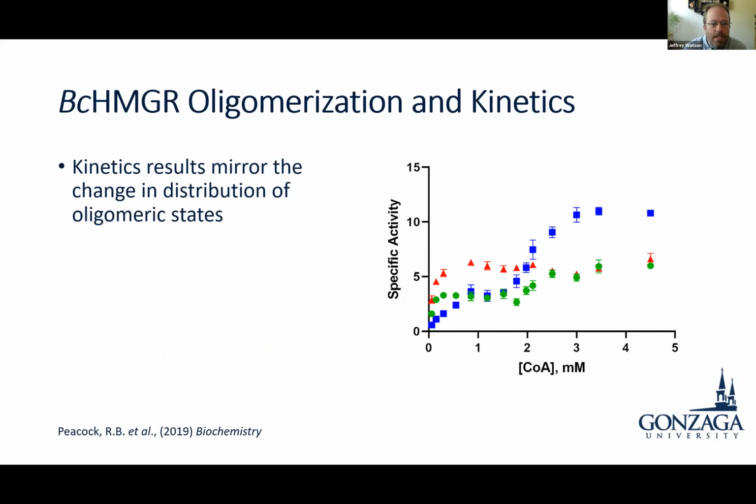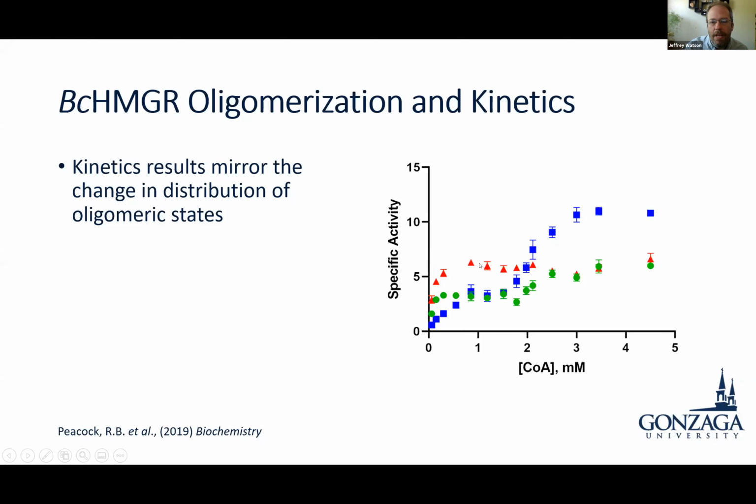And the kinetics results that we see as a function of pH mirror this change in distribution of states. So in green is the pH 7.5 curve, and that's the same curve that we saw earlier. We see the double hyperbolic behavior. As we go to pH 8.3, we maintain that double hyperbolic behavior, but now we see a significantly increased Vmax. And we believe that this is due to the presence of increased amounts of hexamer, which may suggest that the hexamer is a higher activity state than the nonomer.